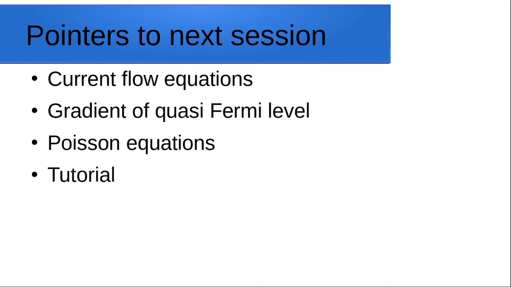With that, we will stop our discussion for the day. In our forthcoming sessions, we will see a few more mathematical representations related to semiconductors. In this video we have mathematically represented a few concepts that we have already learned regarding the semiconductor. We will see the current flow equation, gradient of quasi Fermi levels, Poisson equation, and there will be a tutorial on this session, and we will move on to the PN junction in the next module.